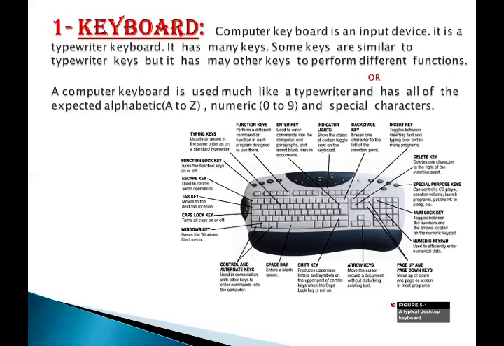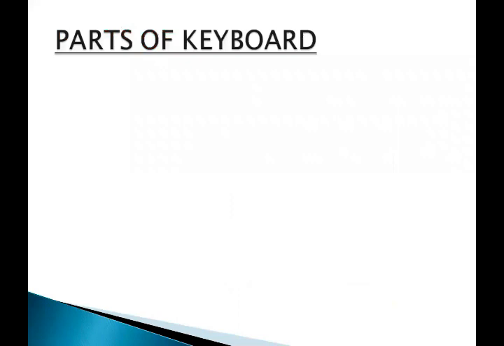A computer keyboard is used much like a typewriter and has all of the expected alphabets A to Z, numerals 0 to 9, and special characters. Keyboard is a primary text input device. Now we have shared the parts of the keyboard. All the keys are arranged into the following keyboard divisions. Number one is alphanumeric keys. It is the part of the keyboard that looks like a typewriter. The arrangement of the keys is similar to the pattern of the typewriter.